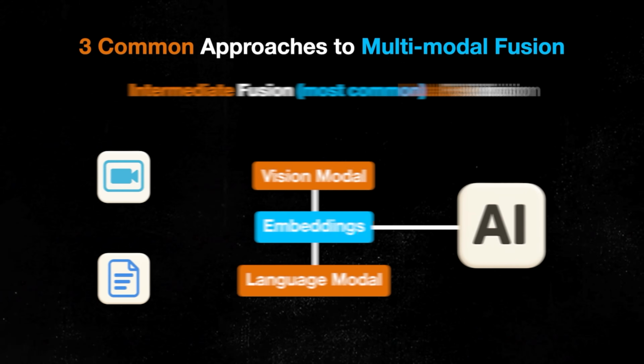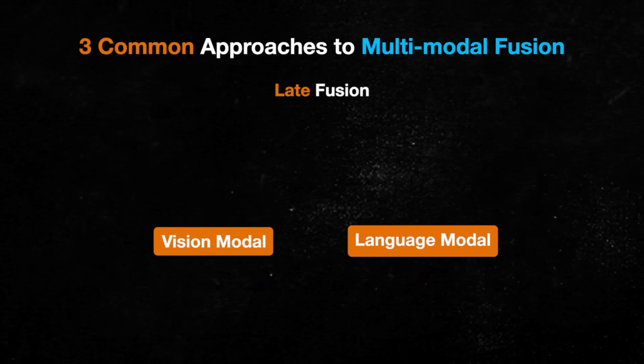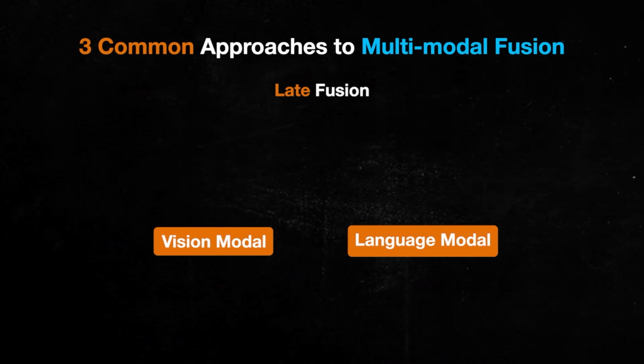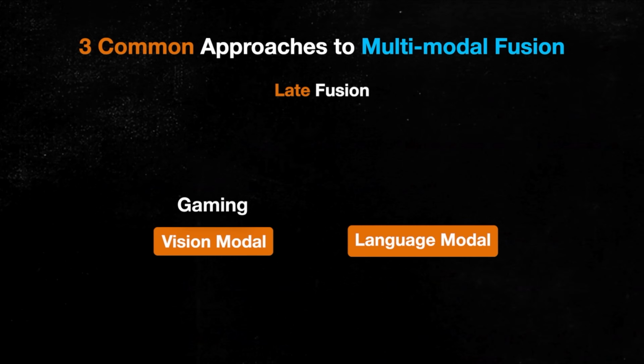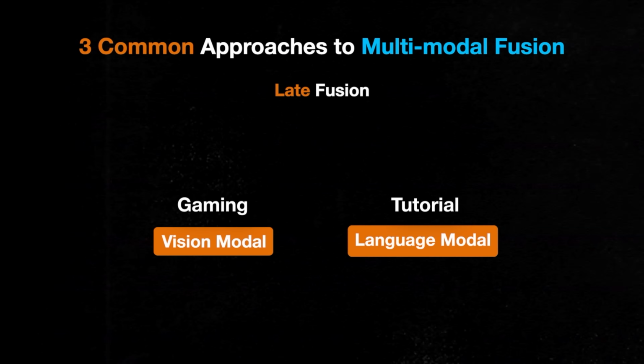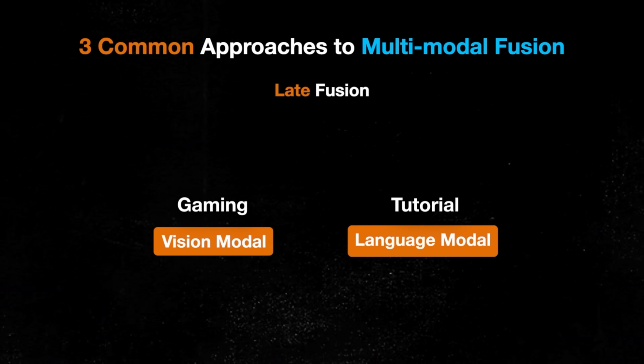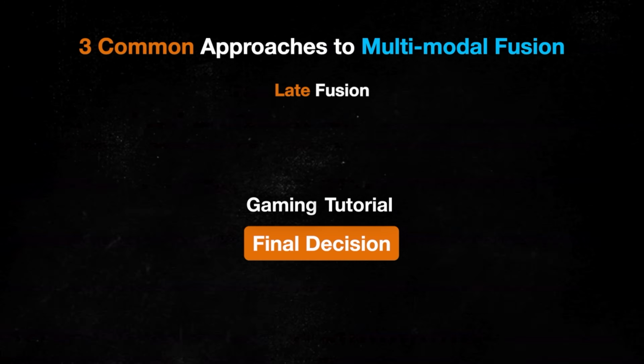We also have the late fusion strategy, where each model makes its own independent guess. For example, the vision model might predict gaming, the language model might predict tutorial, and these two predictions are then merged to make the final decision.